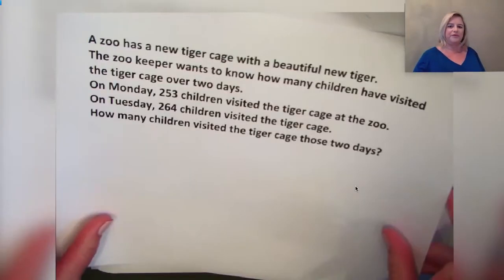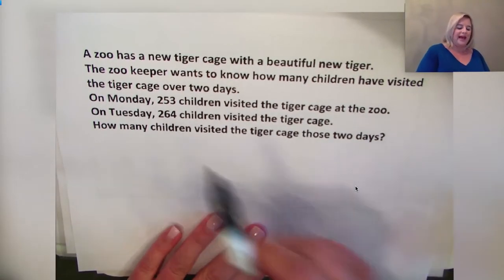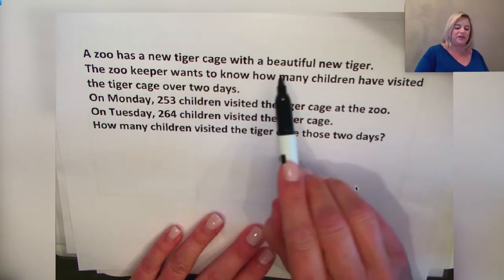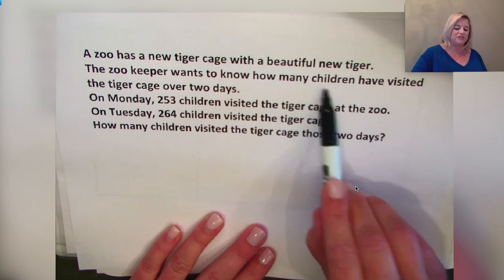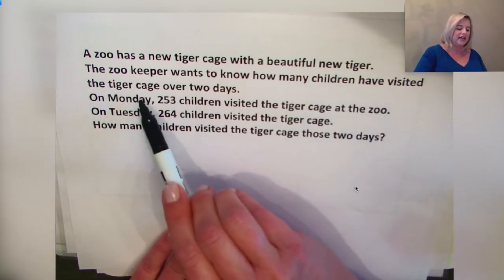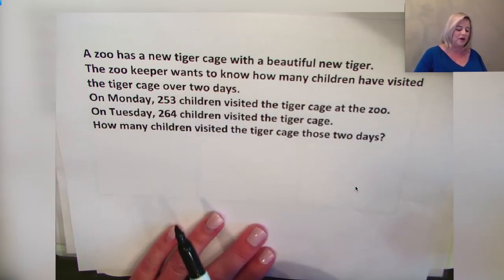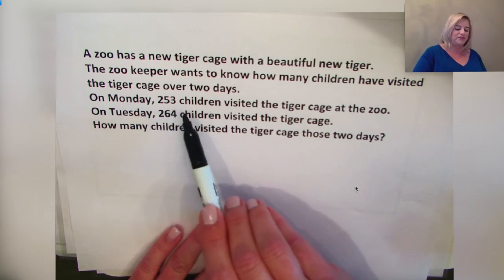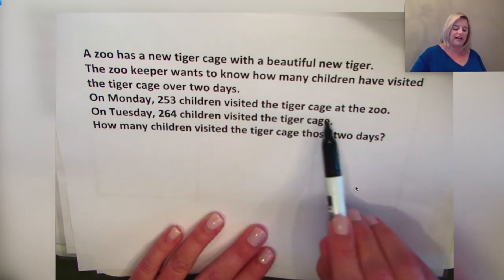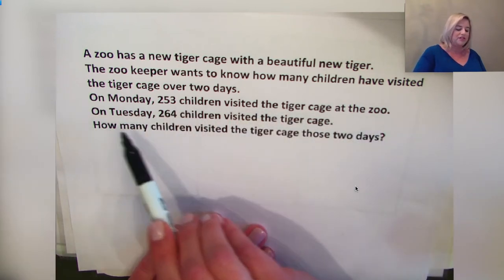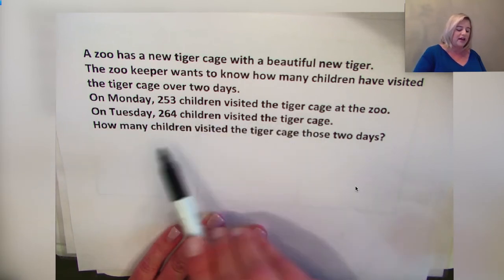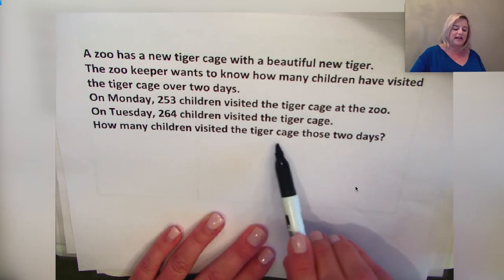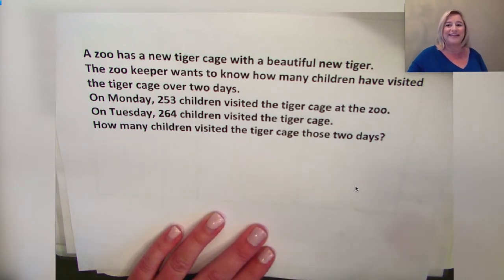A zookeeper has a new tiger cage with a beautiful new tiger. The zookeeper wants to know how many children have visited the tiger cage over 2 days. On Monday, 253 children visited the tiger cage at the zoo. On Tuesday, 264 children visited the tiger cage. How many children visited the tiger cage over those 2 days?